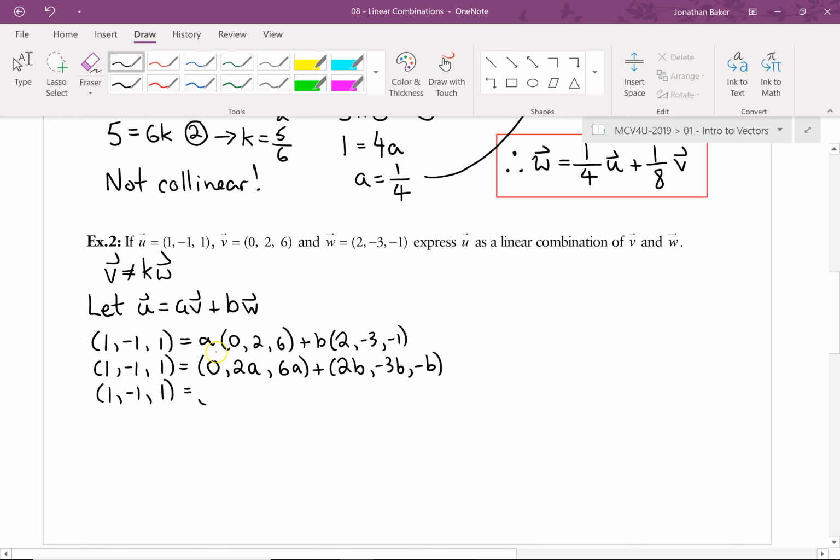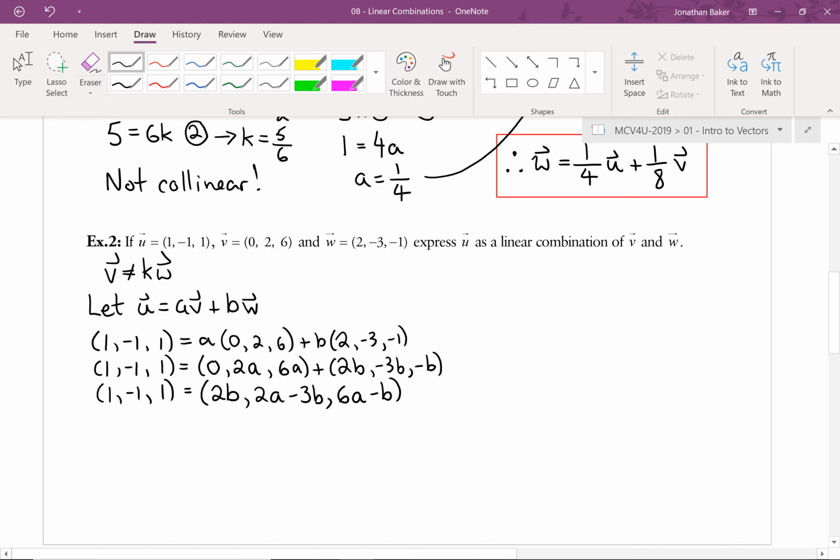We add their components. For the x value, we add the 0 to the 2b, and we get just 2b. For the y component, we get 2a minus 3b. And the z component is 6a minus b. Now we've written this linear combination as one vector, the position vector (2b, 2a - 3b, 6a - b), in terms of the scalars involved.